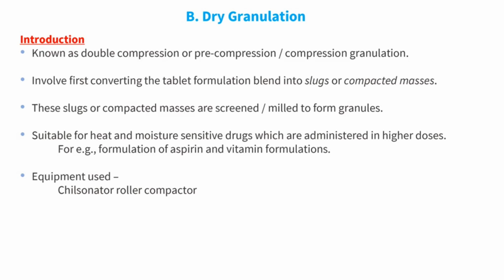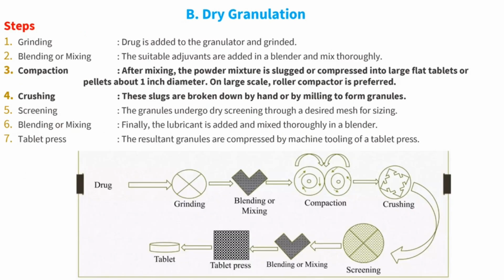Equipment used: Chilsonator roller compactor. B. Dry granulation. Steps: 1. Grinding. 2. Blending or mixing. 3. Compaction. 4. Crushing. 5. Screening. 6. Blending or mixing. 7. Tablet press.